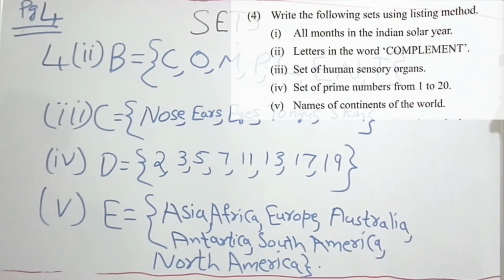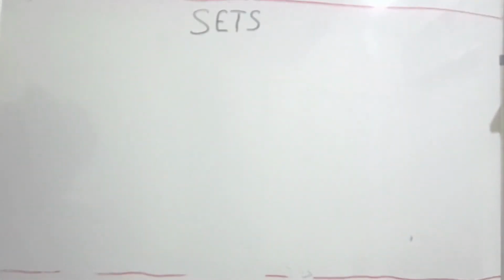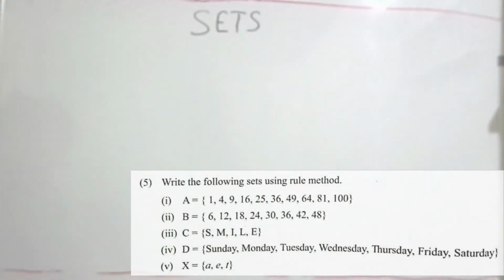Okay. So we have finished with the fourth one. Now let's go to the next, the fifth one. Write the following set using the rule method. We continue on page 4 only. Question number 5. Write the following set using the rule method.